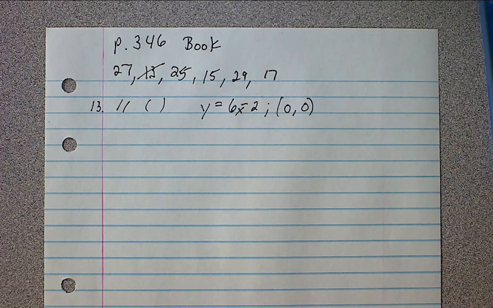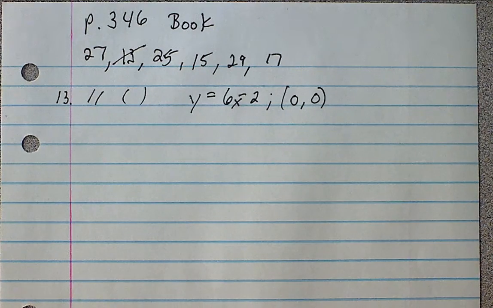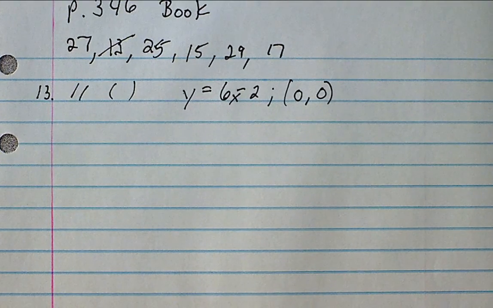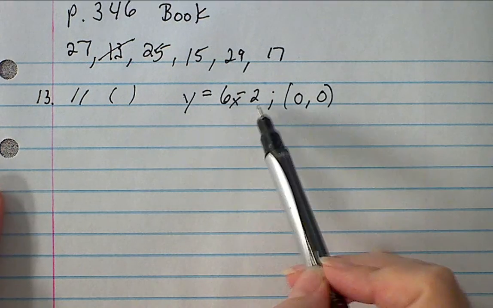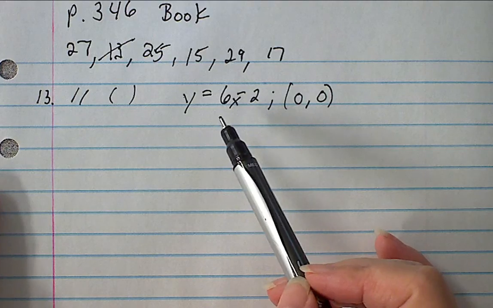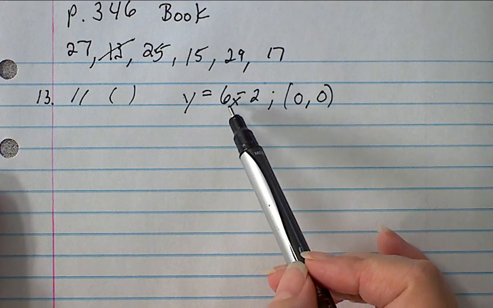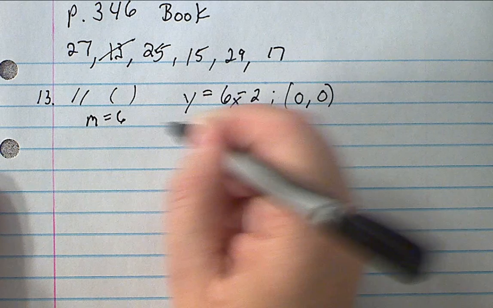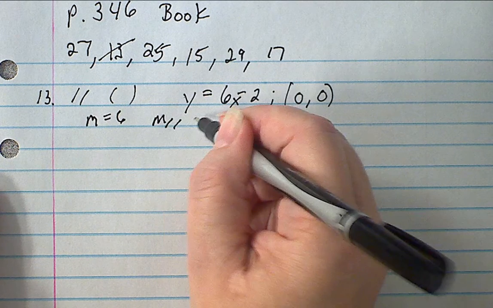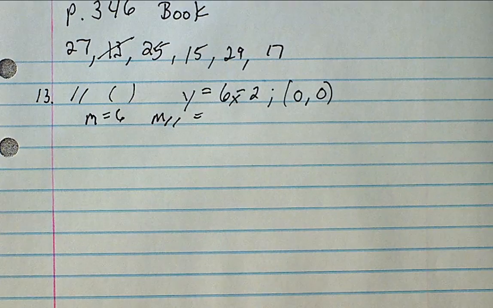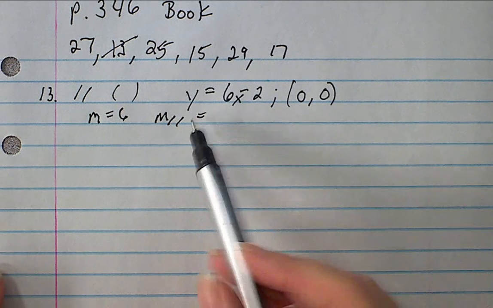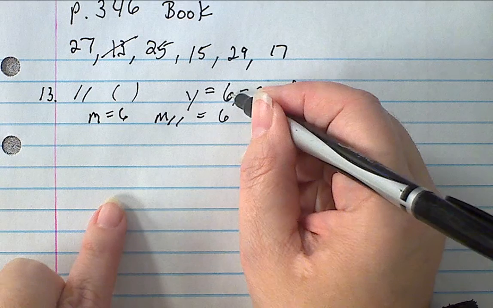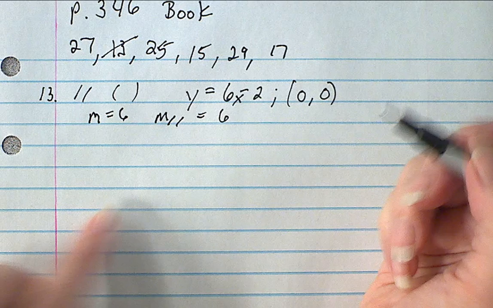Just like today's first 6 problems, the first thing we have to do is always find the slope of the line. So the slope of this line, class, is what? 6. So the slope of this line is 6. Parallel lines have the same slope, so the parallel slope is also 6. It's the number in front of the x's where we're getting the slope.